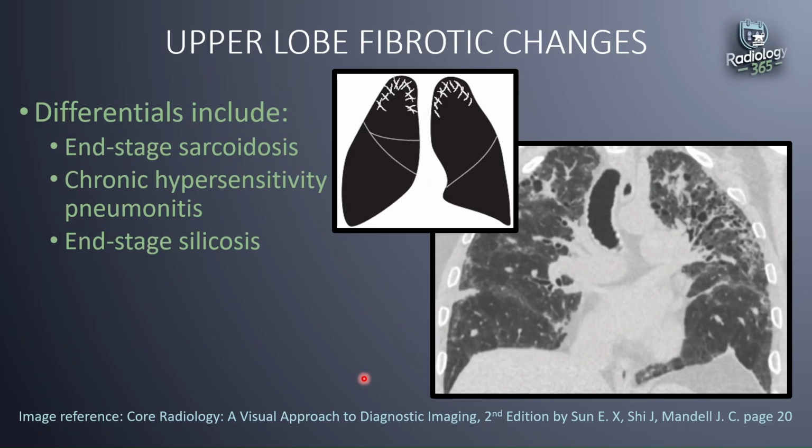Then when you have upper lobe fibrotic changes, the differentials that you can entertain include end-stage sarcoidosis, chronic hypersensitivity pneumonitis, end-stage silicosis. So this coronal CT shows upper lobe predominant subpleural fibrosis here and some traction bronchiectasis as well.